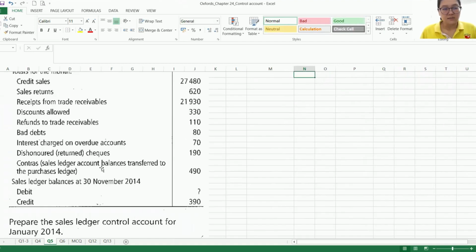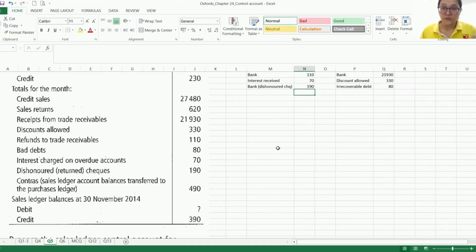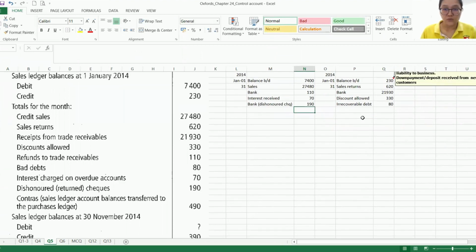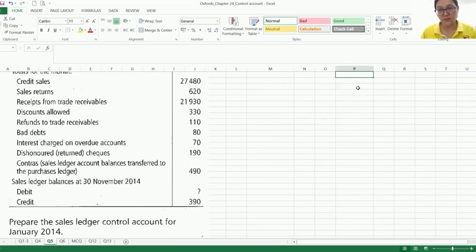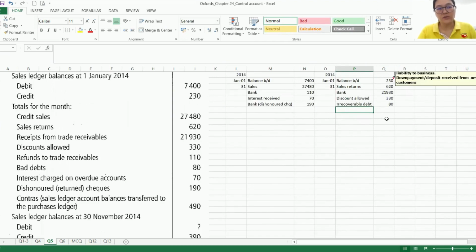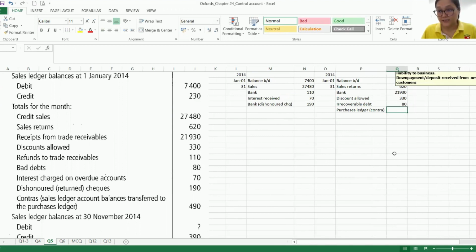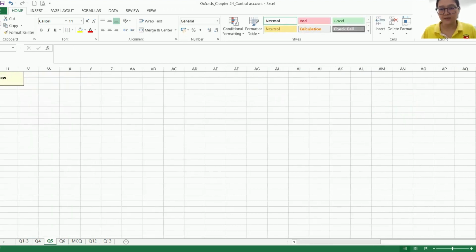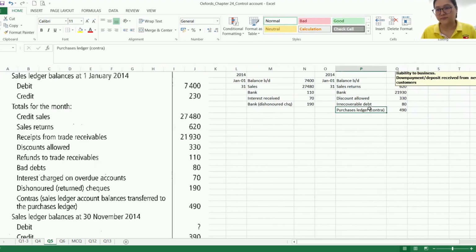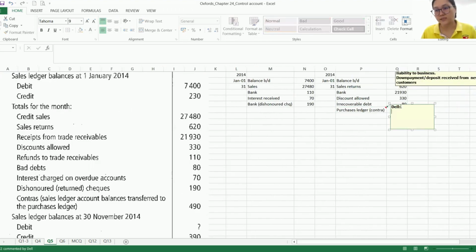Next is contra. Contra is always to reduce the sales ledger control account. So in this case, to reduce the control account, that means should be in the credit side. So how are we going to write it? We put purchases ledger and then put contra, so that we know that this is to be contra to the other supplier, which is the same person. So 490. So this contra account, when did it happen? Just put in some notes so that at least you can know.